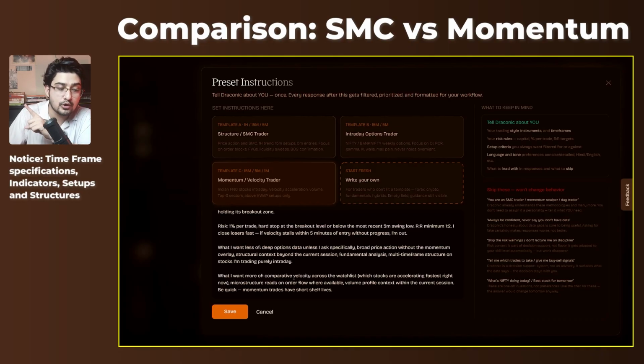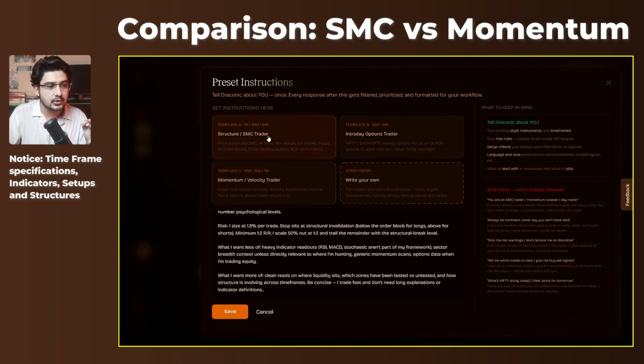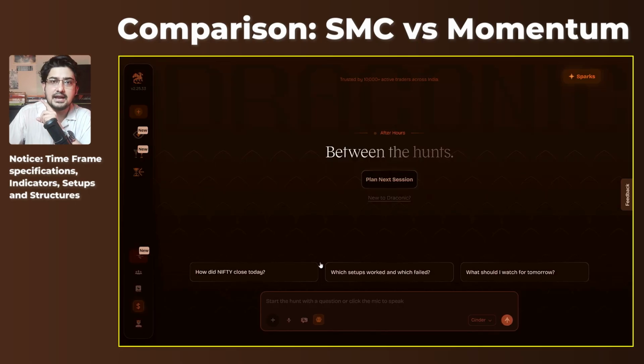But what I want more of is comparative velocity across the watch list, that is, which stocks are accelerating faster right now. Microstructure reads on order flow where available and volume profile context within the current session. And this becomes very powerful when we try to leverage it during a trading journey. So for example, if I choose template A, structure or SMC trader, I'll save this template and I'll ask it the question. And then we can see how Draconic customizes the experience for each trader.